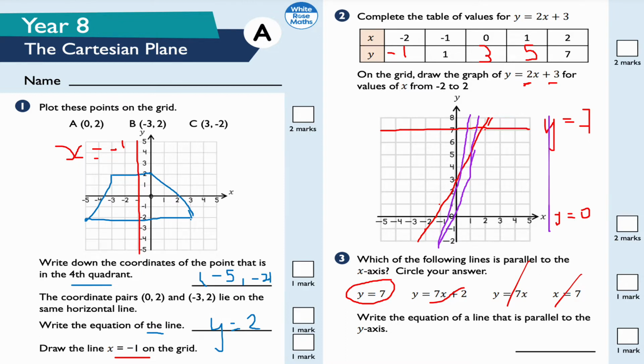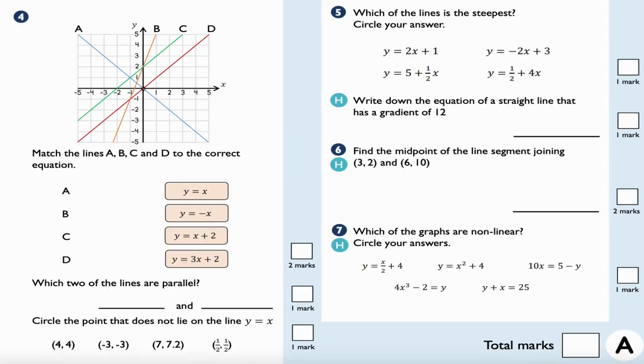Next question, write the equation of the line that is parallel to the y-axis. Well, the y-axis is the line x equals 0, so the line that is parallel is x equals 7. So vertical lines are x equals a, and y lines are horizontal, y equals b, horizontal going across, and that's going to be that one.